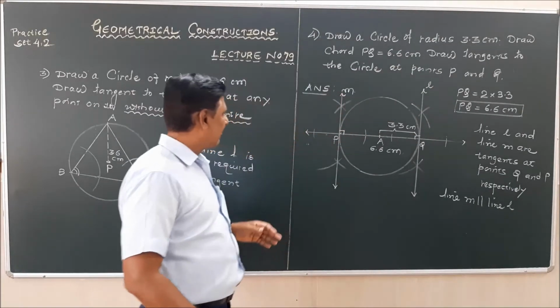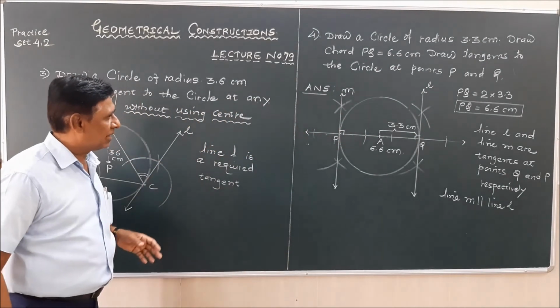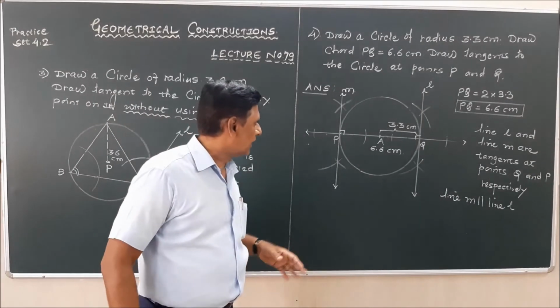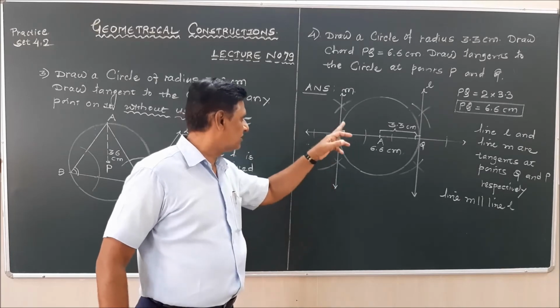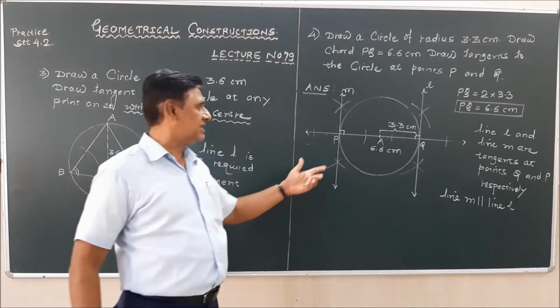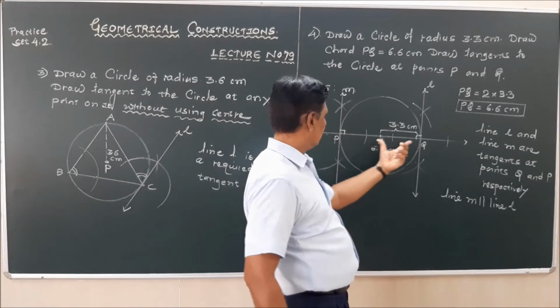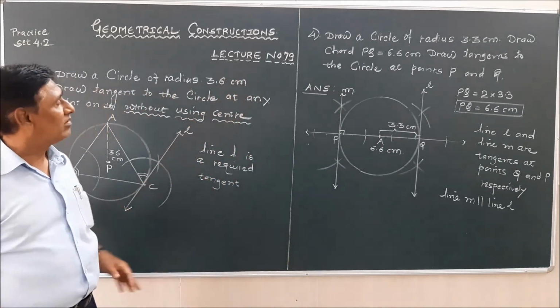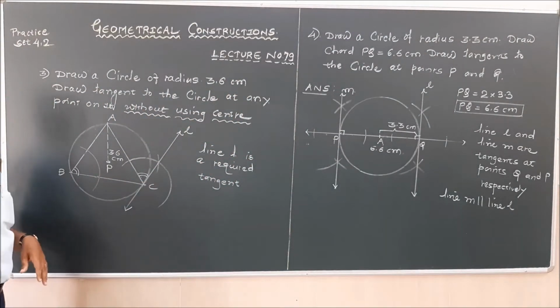So we will find that we have drawn tangents at points P and Q at the extreme ends of the diameter, and they are parallel to each other, the reason being that P and Q are interior angles. Why are they 90 each? Because radius, tangent, 90. That's all. So here we end this construction number 4.